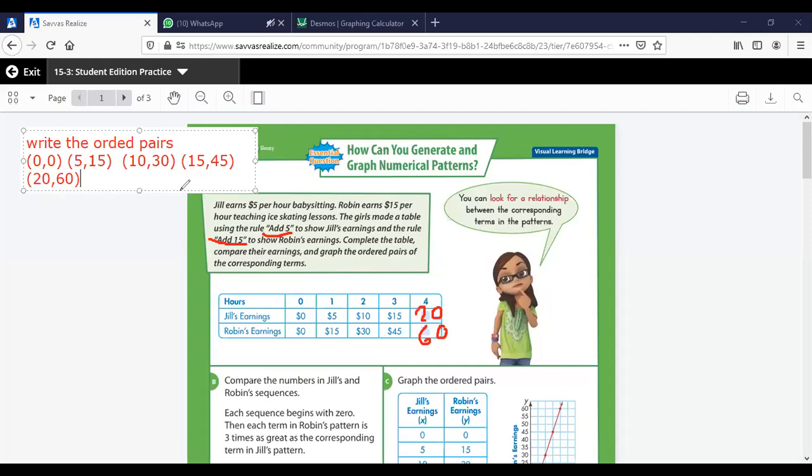Now we have 10 with 30, and we have 15 with 45. Yes, excellent. 15 with 45, and 20. Where are you writing? Can't you see my writing here, guys? No, you see it. Okay, great. And after that, we have 20 with 60, right?